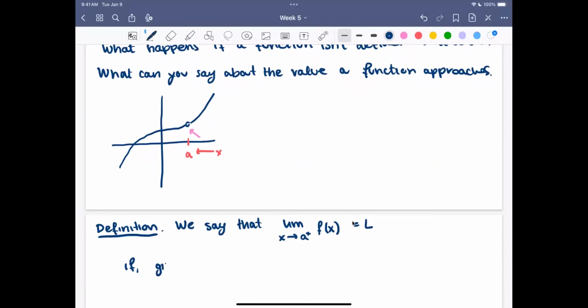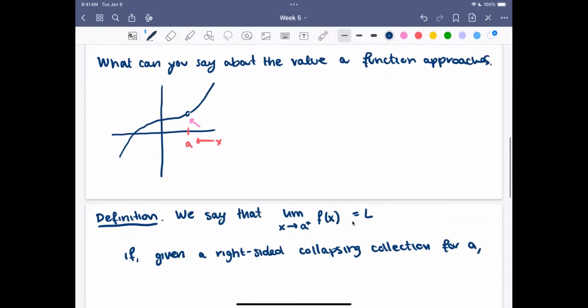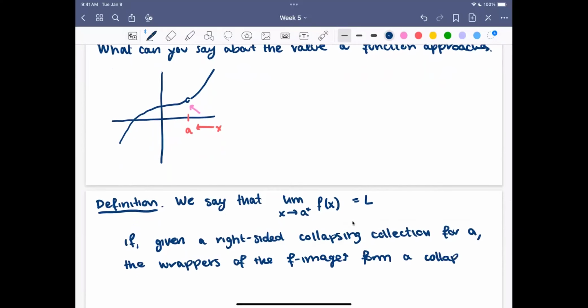So if given a right-sided collapsing collection for a, the wrappers of the f images form a collapsing collection containing the number L.